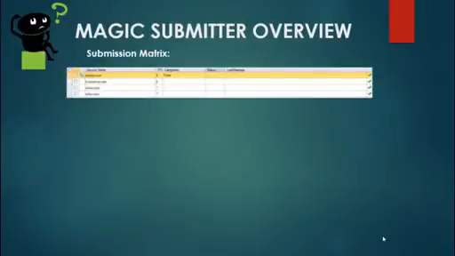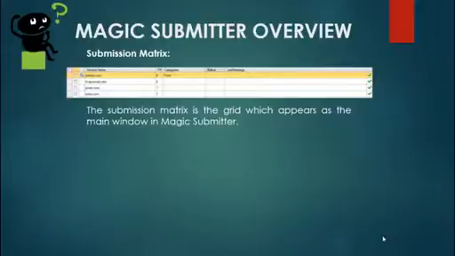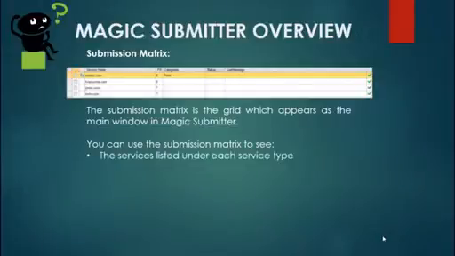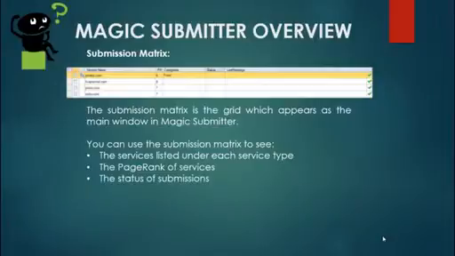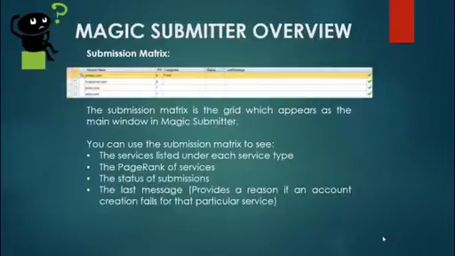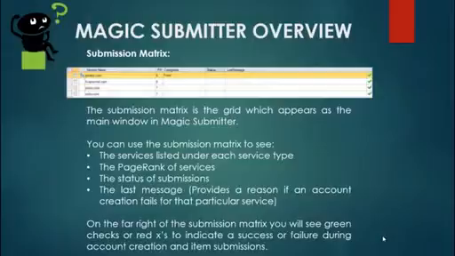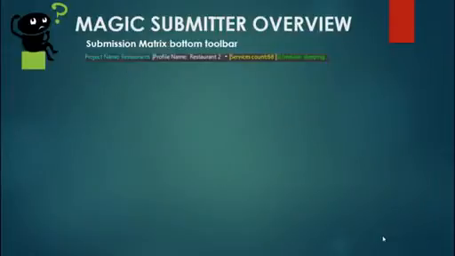Onto the submission matrix. The submission matrix is a grid which appears as the main window in Magic Submitter. You can use the submission matrix to see the services listed under each service type, the page rank of services, the status of submissions, and the last message. The last message provides a reason if an account creation fails for that particular service. On the far right of the submission matrix, you will see green checks or red X's to indicate a success or failure during account creation and item submissions.